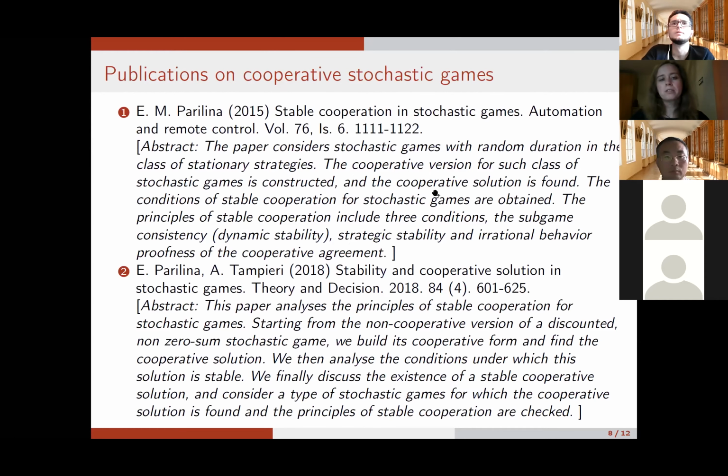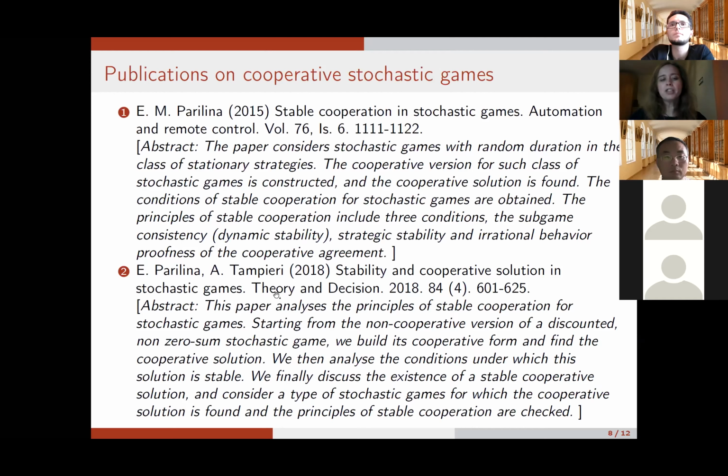The first publication is devoted to the construction of stable cooperation in stochastic games. The method of construction is the cooperative version of the game, and there are also the conditions of stable cooperation. They were proposed in the paper by Leon Petrosyan and Nikolai Zenkevich, and I adopt these principles of stable cooperation for this class of games. They include subgame consistency, strategic stability, and rational behavior proofness for the cooperative agreement.